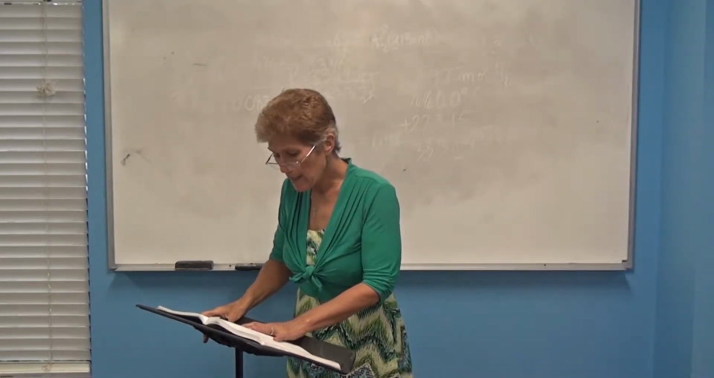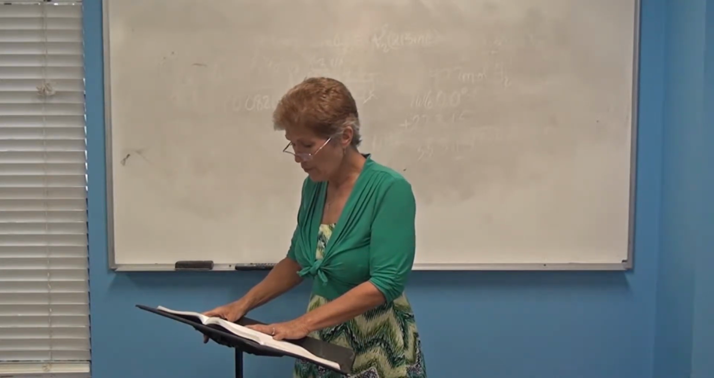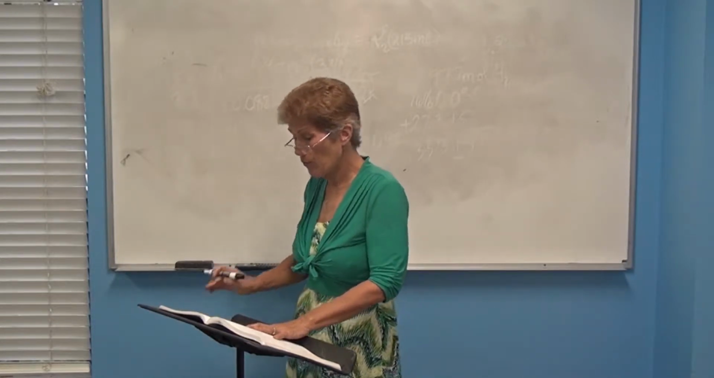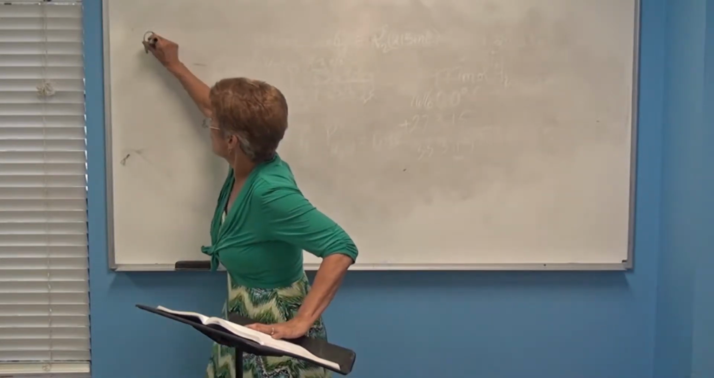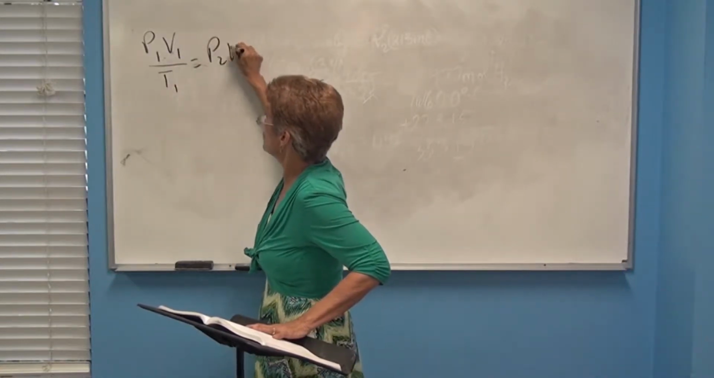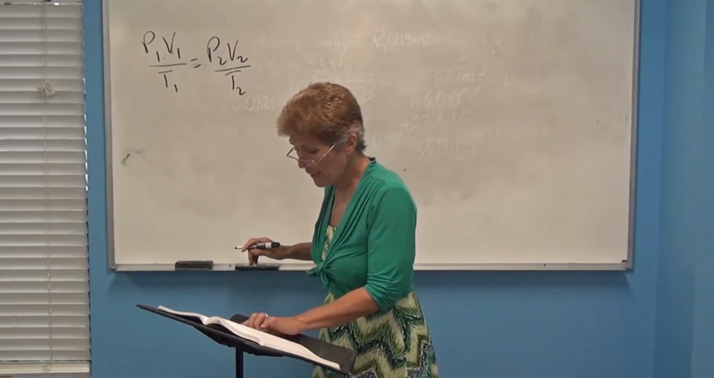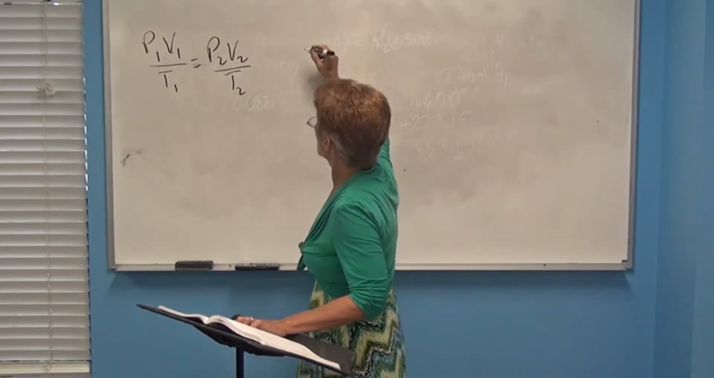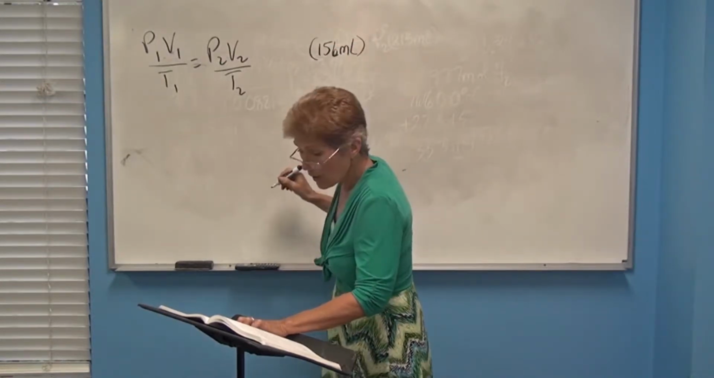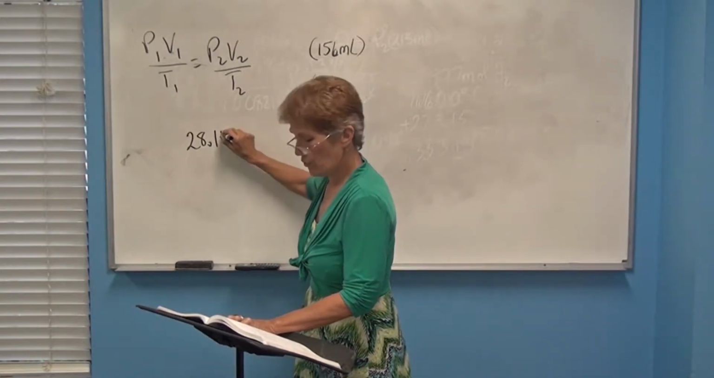Let's see, number 6. A gas in a piston starts out with a volume of that, a temperature of that, and a pressure of that. If it ends with a volume of that and a temperature of that, what is its new pressure? Once again, we're going to use P1 V1 over T1 equals P2 V2 over T2. And so let's start plugging in. Starts with a volume of 156 mils and a temperature of 28.1 degrees Celsius.